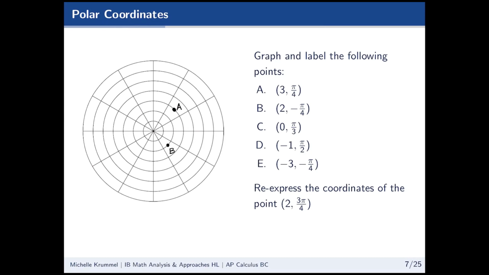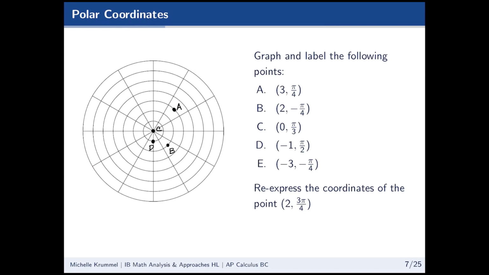Point C, the r value is 0, so no matter what my theta value is, I know that point is at the pole, point C. Point D, now negative 1, instead of going in the positive r direction, I'm actually going to go in the negative r direction. For negative r values, I think it would be easier to start with the angle. So I'm thinking pi over 2, and I know pi over 2 is this angle right here. And I need to go negative 1, so the opposite direction will put me right here, point D.